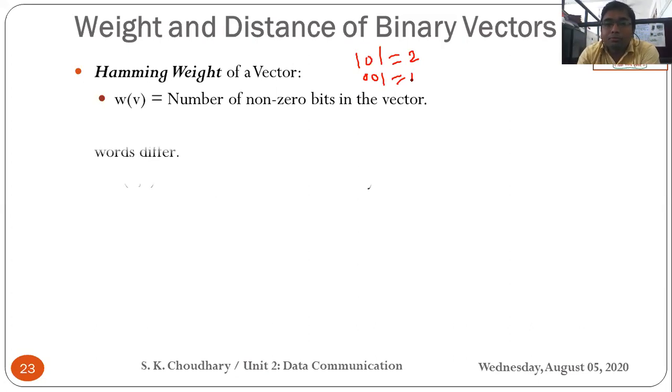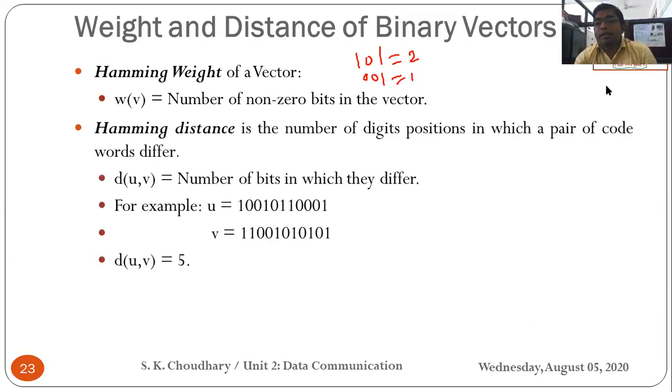Now come to the next point, that is Hamming distance. So what is the Hamming distance? Hamming distance is the number of digit positions in which a pair of code words differ. So the example is there. Distance is indicated by a small d, and weight is indicated by a small w.